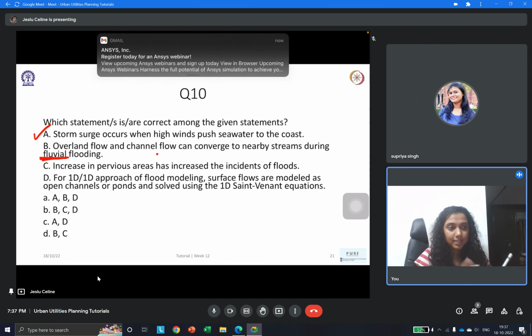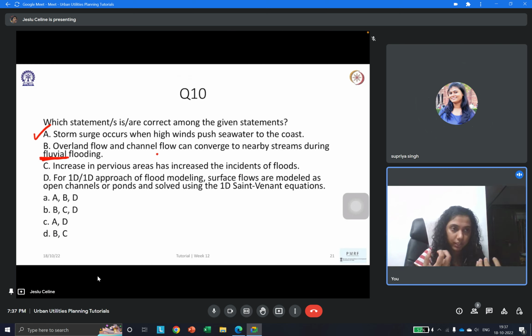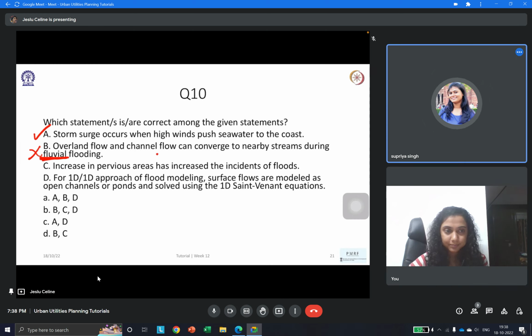But for pluvial, if it is coming through excessive rainwater and adequate infiltration or percolation capacity is not available in the soil due to concrete or rigid construction, then that water can be taken and put into the adjacent streams or nearby streams. That is essentially what we do in our drainage system design also. So this is not correct: overland flow and channel flow cannot converge to nearby streams during fluvial flooding. No, it doesn't happen that way. Clear? Okay.